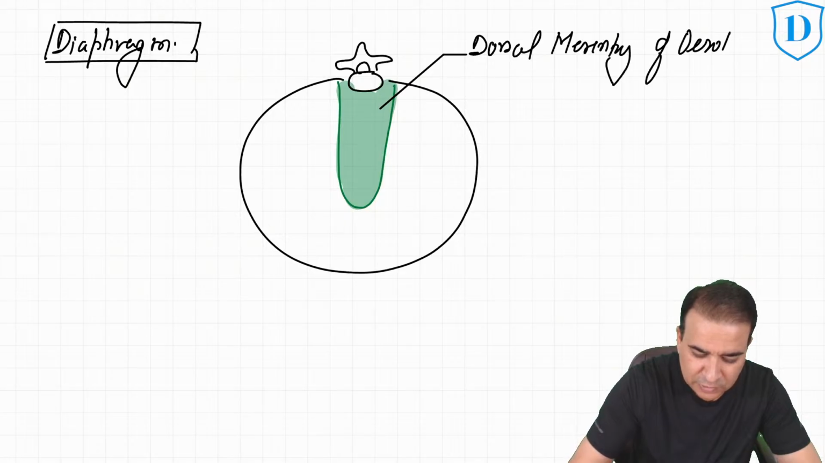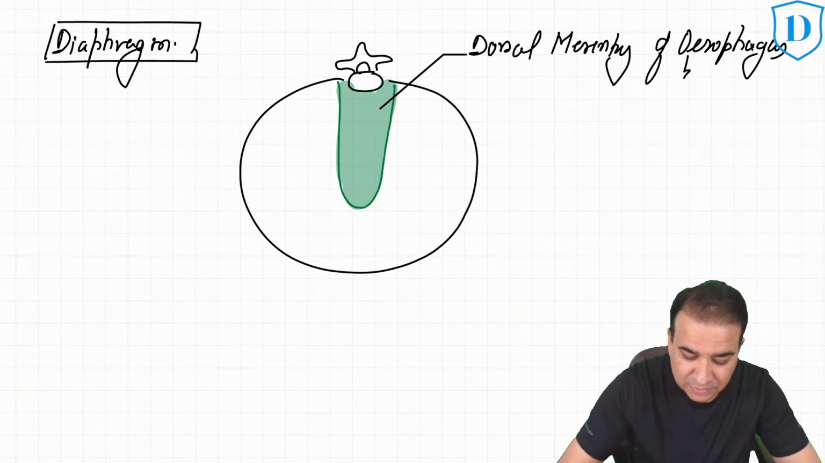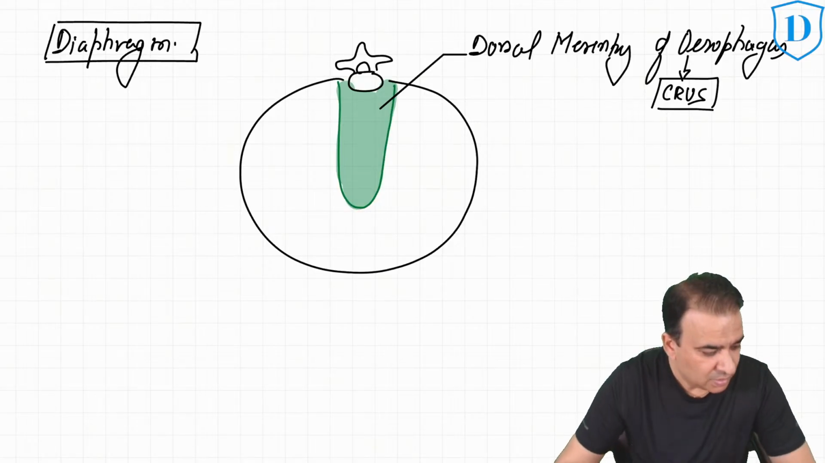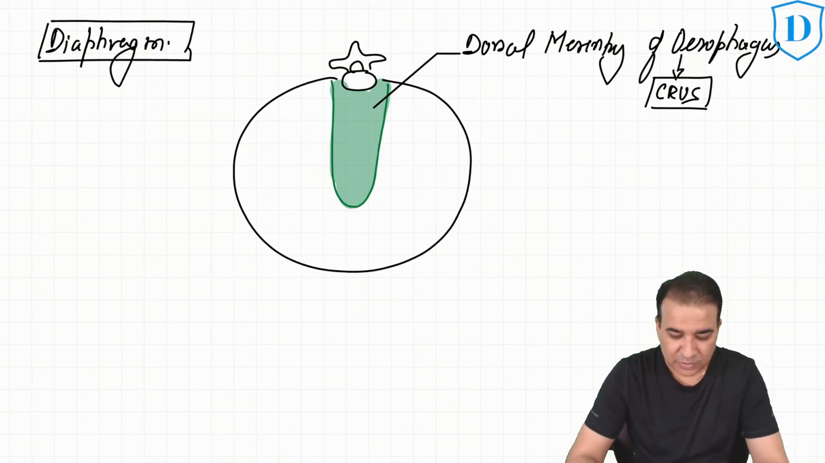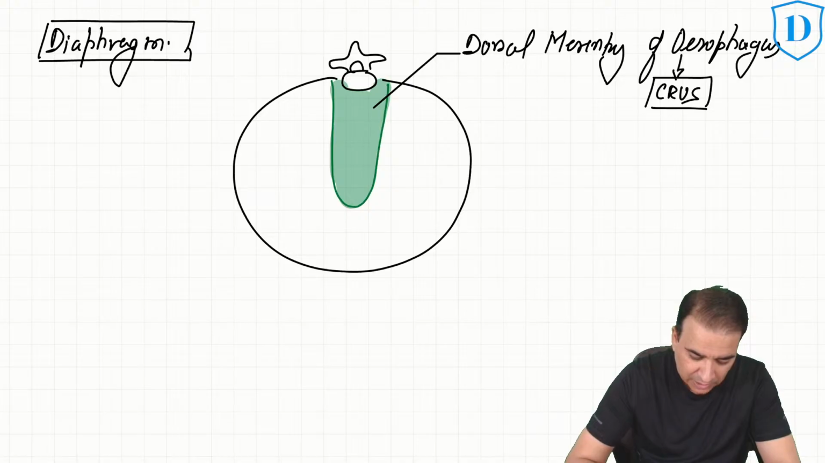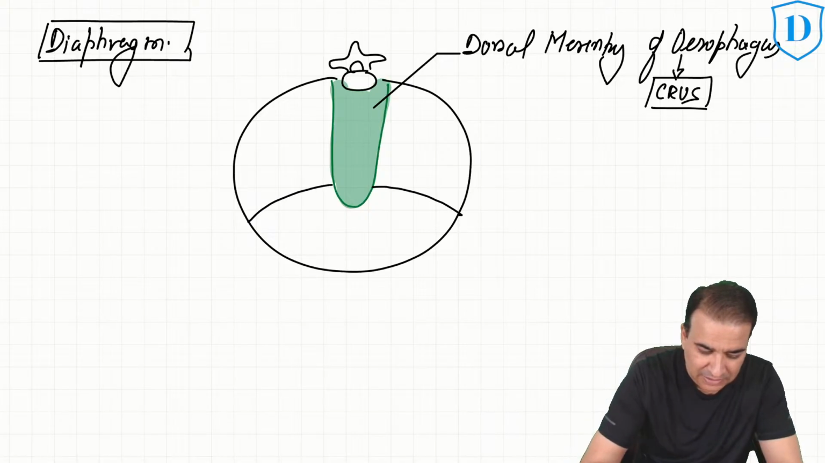Dorsal mesentery of esophagus. Developmentally, the dorsal mesentery of esophagus gives rise to the crus of the diaphragm. The right crus and the left crus of the diaphragm are derived from the dorsal mesentery of esophagus. Then another structure that you will see contributing heavily in the diaphragm is something present developmentally.